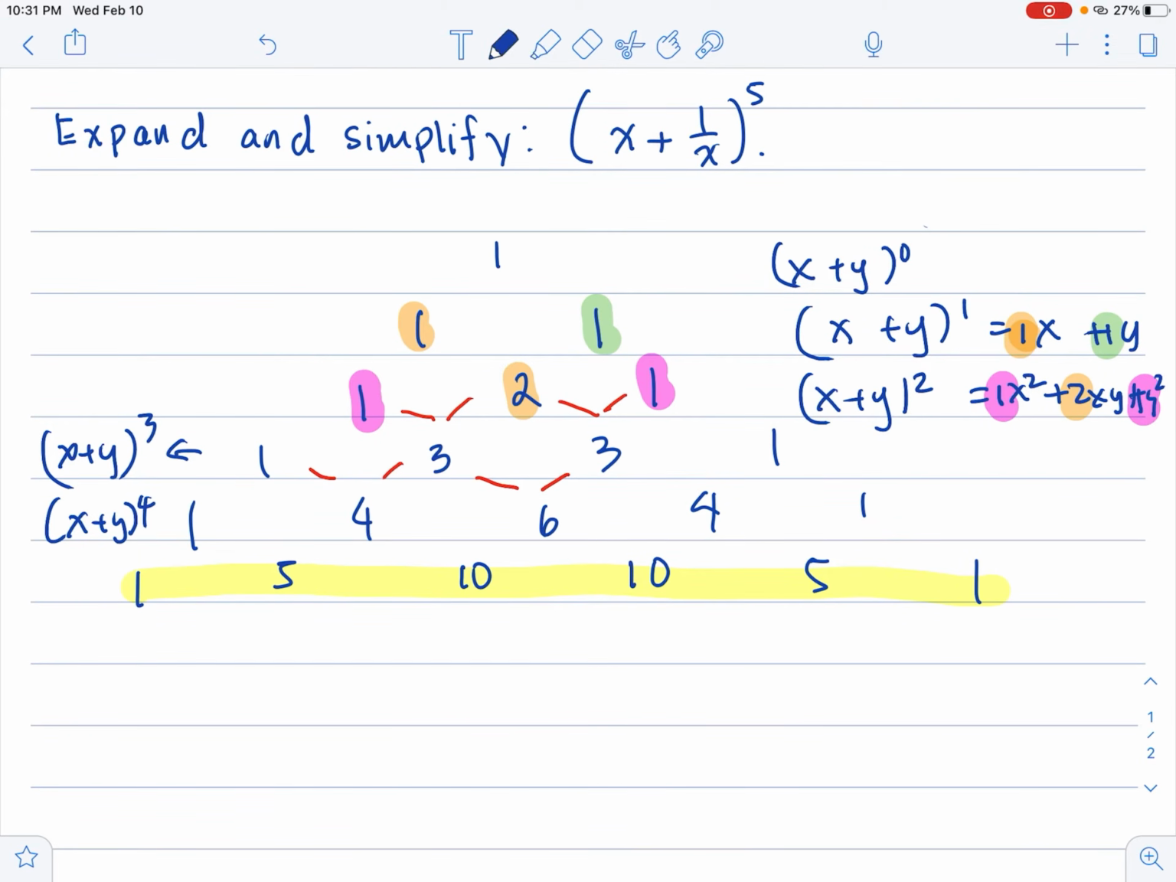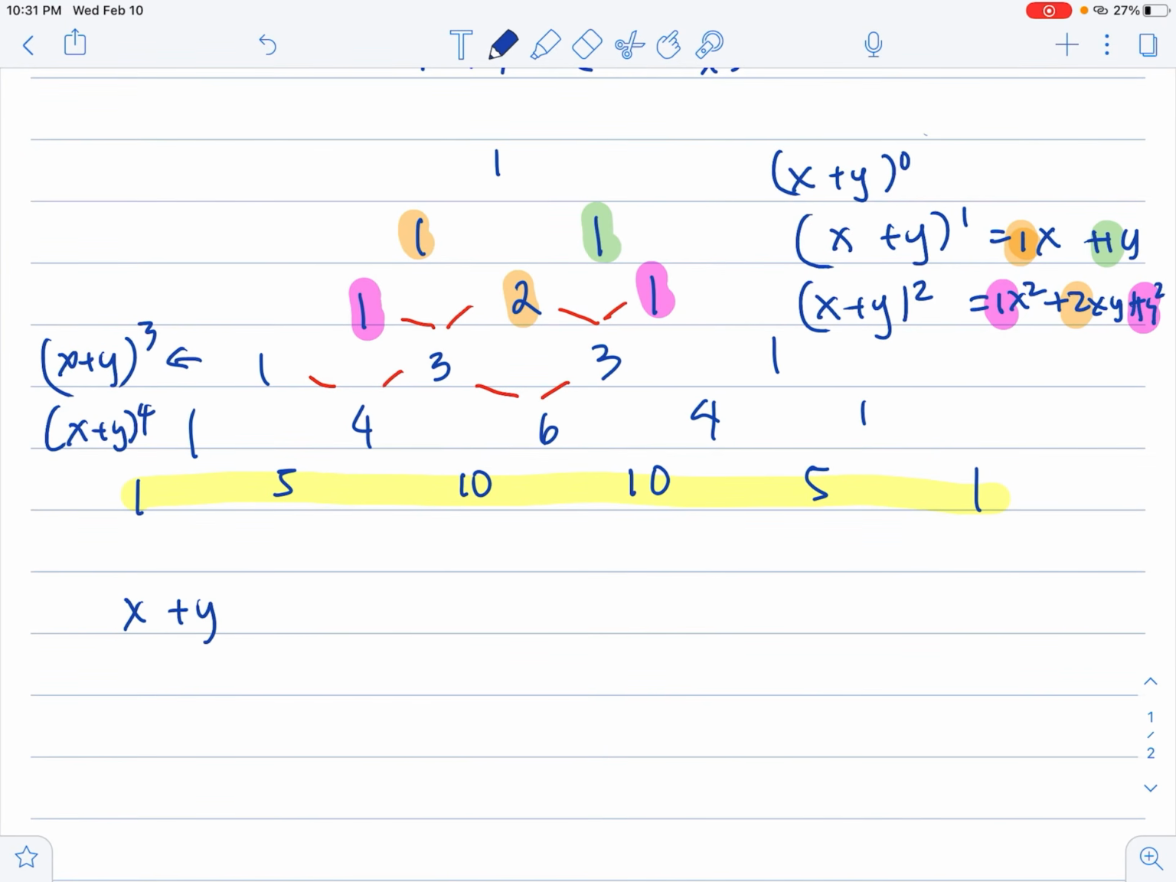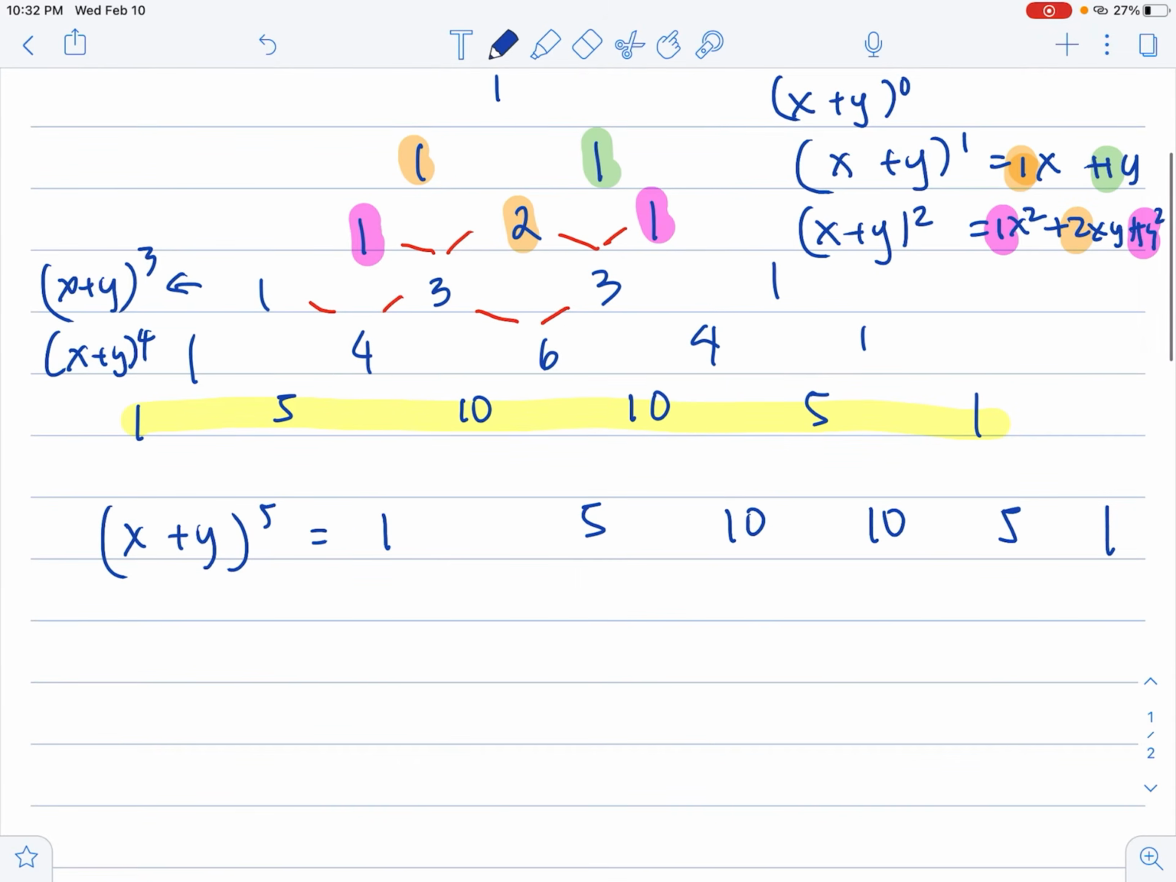So ibig sabihin, we have x plus y raised to the fifth is equal to 1, yung kanyang numerical coefficient, we have 1, we have 5, we have 10, we have 10, we have 5, and we have 1. Kung i-expand pa natin yung x plus y cubed, that is equal to x cubed plus 3x squared y plus 3xy squared plus y cubed.